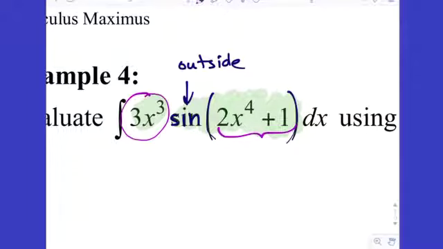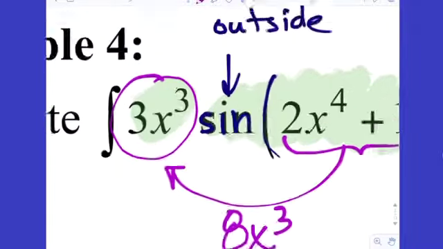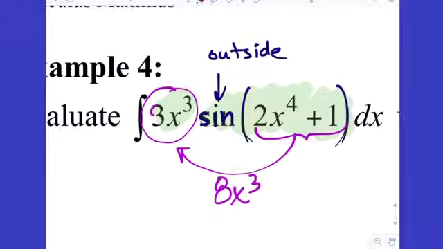That other factor of 3x cubed, fingers crossed, maybe when someone took the derivative and they did the chain rule, that 3x cubed came from the derivative of 2x to the fourth plus 1. We'll check mentally. What's the derivative of 2x to the fourth plus 1? 8x cubed. And you compare it to the 3x cubed, and you're like, man, we're so close. All we would have to do is take that 3 and kind of complete the left side of it, and now we have it. It's all it takes. But we can't do it that way.